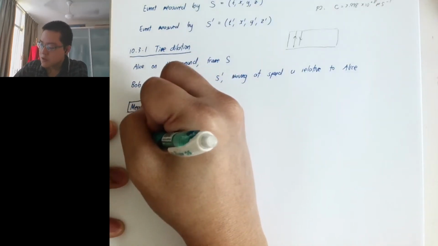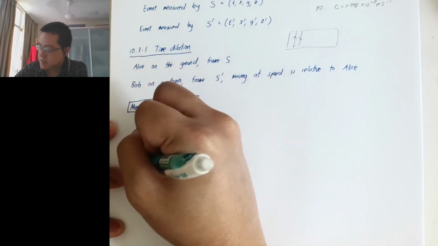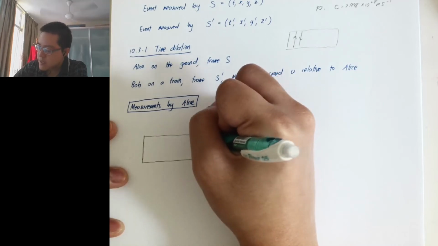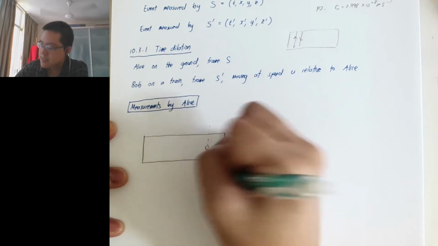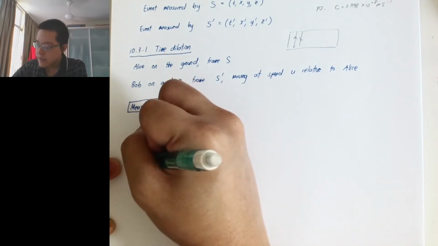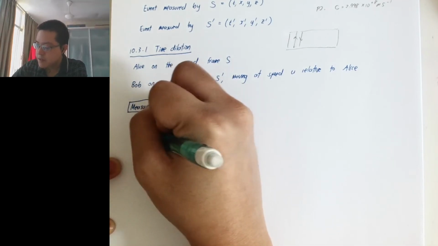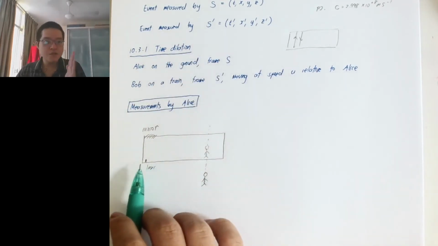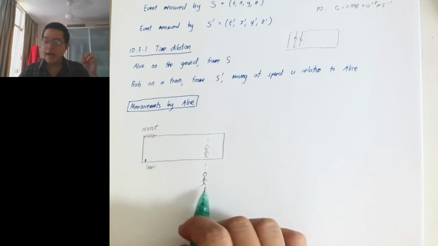So let me draw the scenario. The animation is definitely much better, but let's say I have a train here, and then Bob is here. Our main assumption, usually to make it easy, is that Alice and Bob have the same x coordinate at the same time, and then I have a laser here, and a mirror here. So the laser will shoot at the mirror.